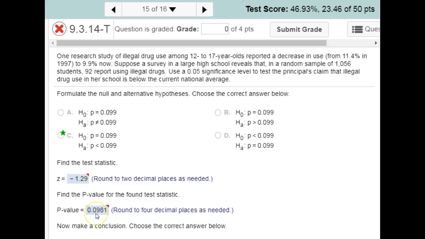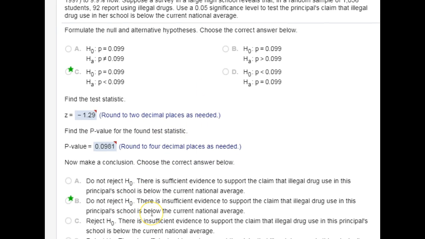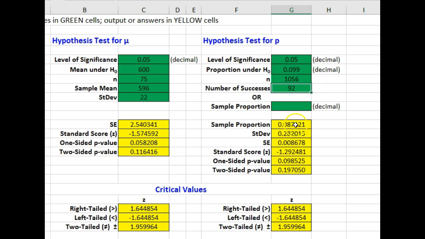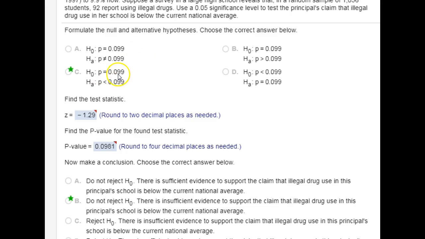Since this p-value is larger than alpha, it's not enough evidence to reject the null hypothesis. And so that's what we conclude here. Yes, it's true that the proportion of our sample was below 9.9%, but it's not far enough below to really reach any conclusive claim that we can reject the null and assume that the alternative is true.